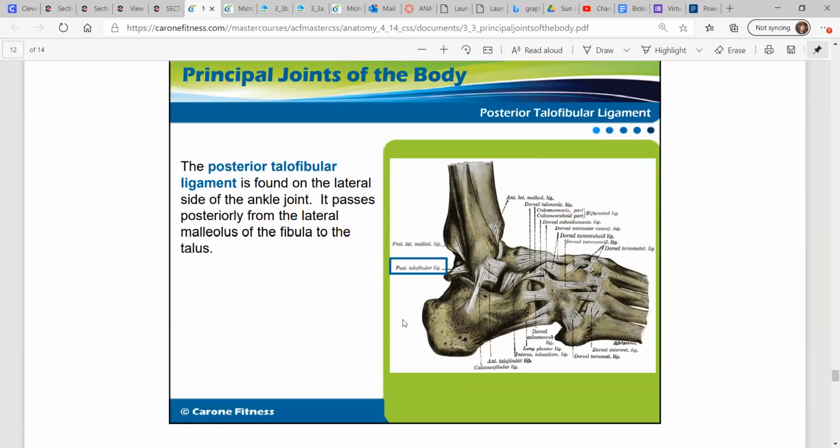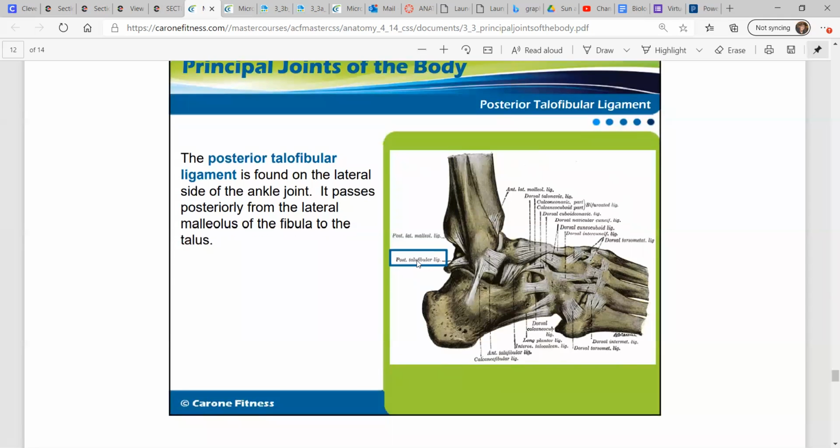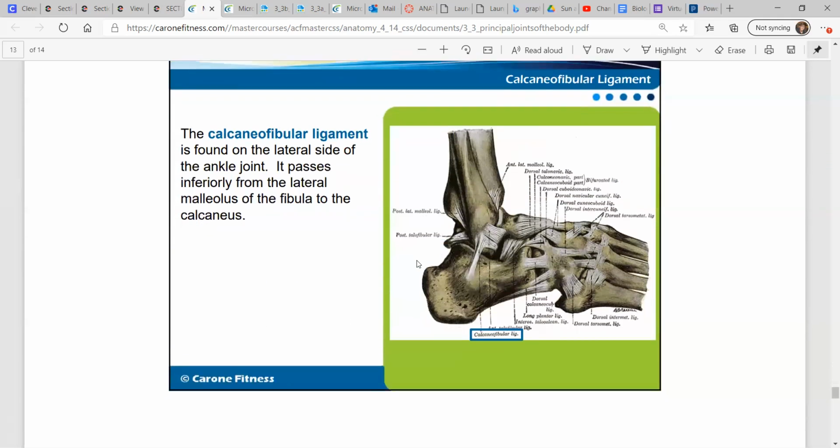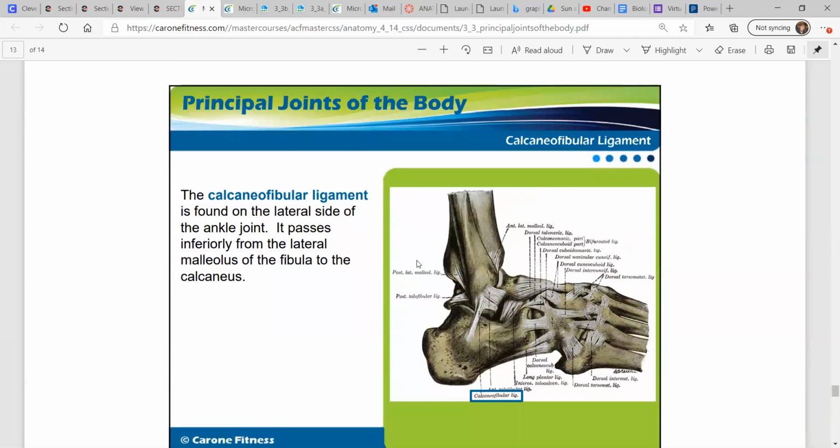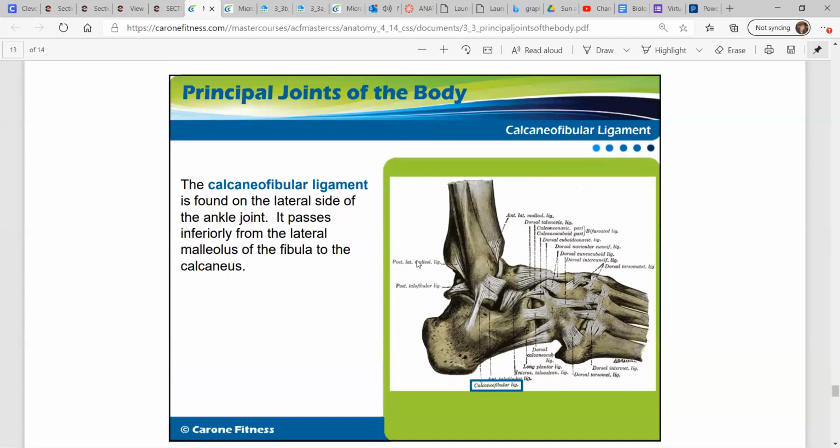Then we have the posterior talofibular ligament, and that's found on the lateral side of the ankle joint. It passes posteriorly from the lateral malleolus of the fibula to the talus, and that's on the back, towards the back. Then you have the calcaneofibular ligament, and that's found on the lateral side of the ankle joint. It passes inferiorly from the lateral malleolus of the fibula to the calcaneus.